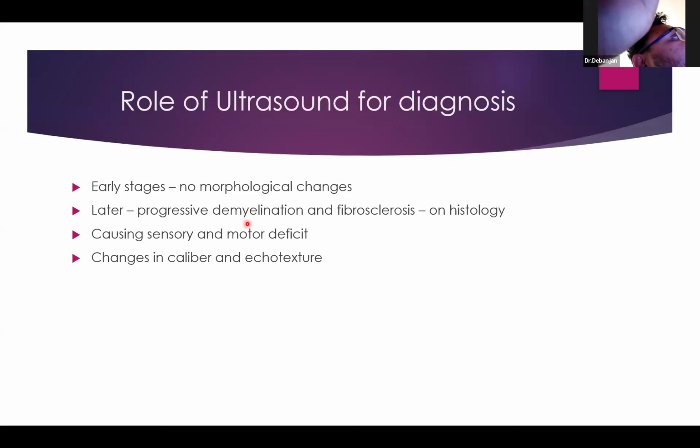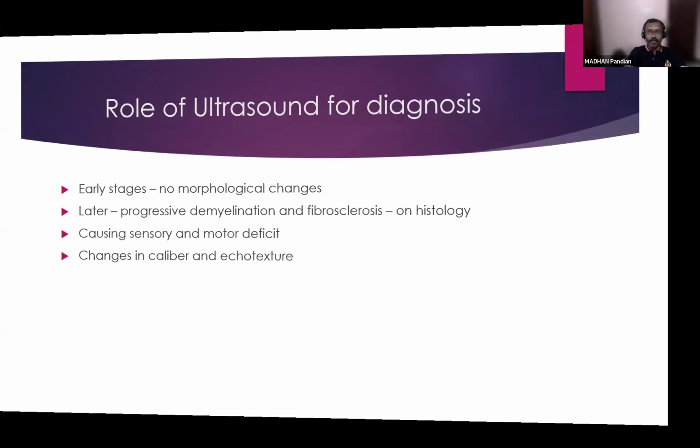Before any progressive demyelination or fibrosclerosis on histology occurs, you tend to get changes on ultrasound, which is changes in the caliber and echotexture. So by far, immediately after the symptom presents, it is only the ultrasound which has to be done as the first investigation, then refer the patient for an electrodiagnostic study, both of which have to be done prior to deciding it is a carpal tunnel syndrome and then doing an intervention.